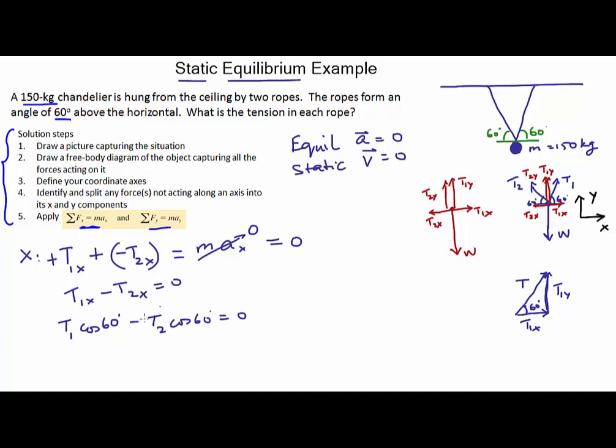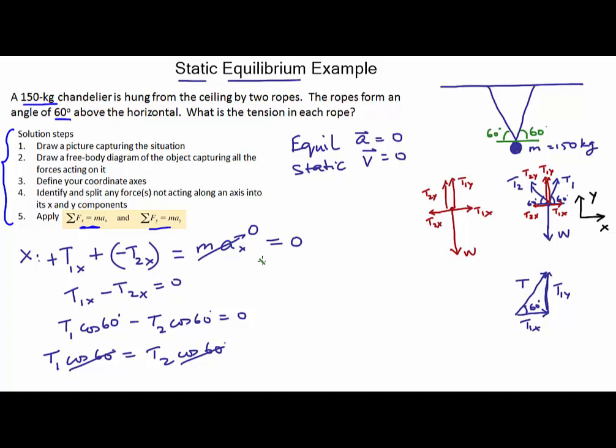And moving the T2x over to the other side, I will get T1 cosine 60 equals T2 cosine 60. Now this cosine of 60 is a number, and if I divide by that number, I can cancel this from both the sides. So solving the equilibrium condition along the x-axis gave me the result that the tension in the two ropes are equal, which makes sense. I've got a symmetric situation here with both ropes having the same angle, so it makes sense that they share the load of the weight of the chandelier equally.